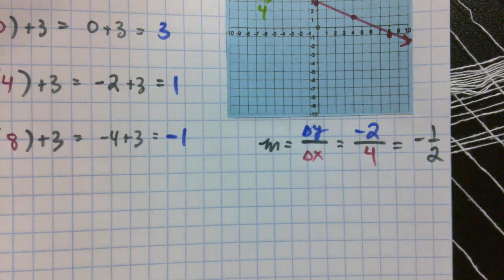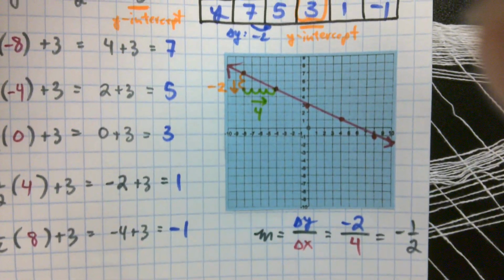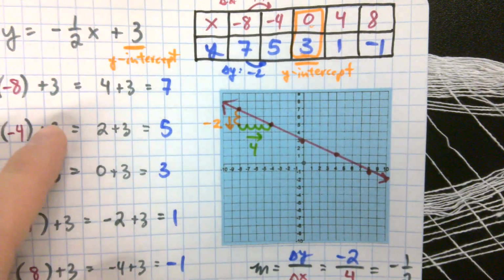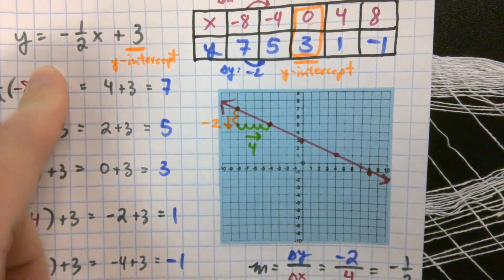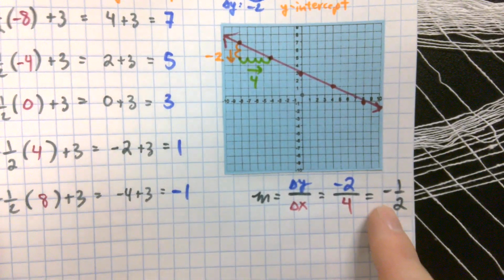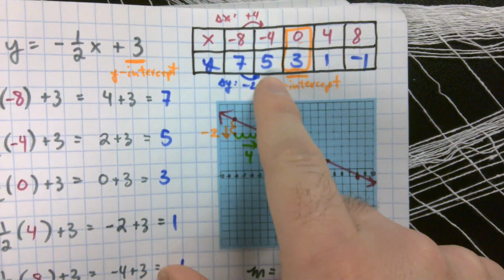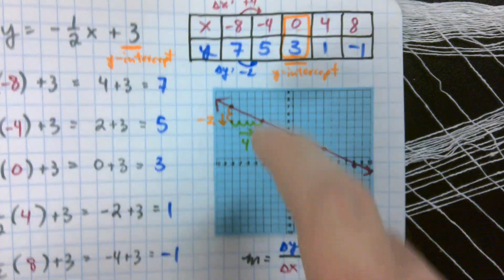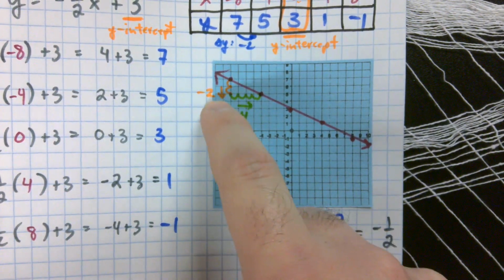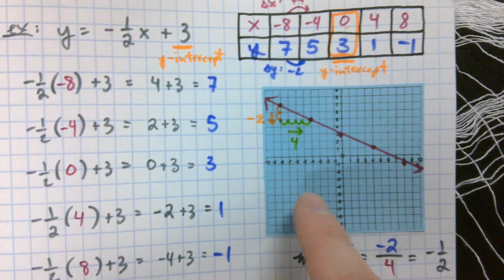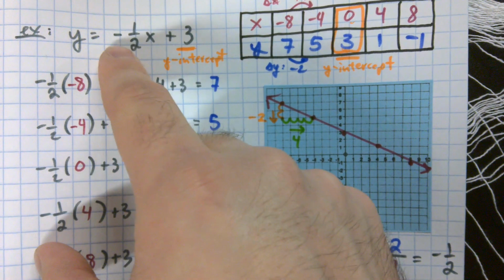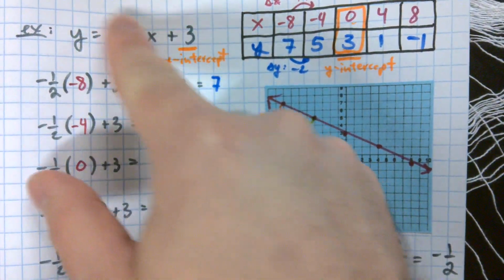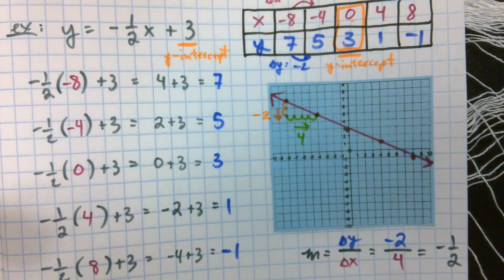Now, what number do you see in front of x in our original equation? Negative 1/2. Look at that. It's all the same. Negative 1/2 we got from the table, doing our little arrows. Negative 1/2 we got from our graph, doing rise over run. And just like we talked about on Monday with worksheet 16, that number right in front of x is always going to be our slope as well.